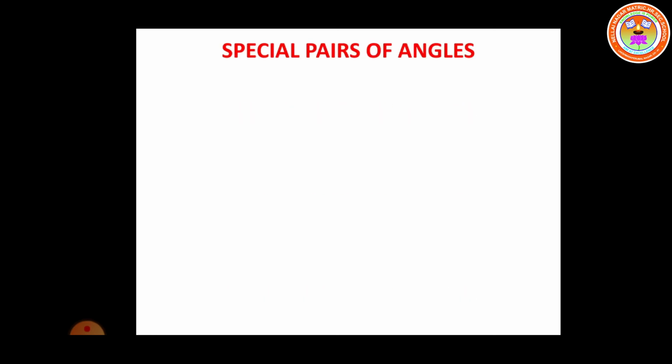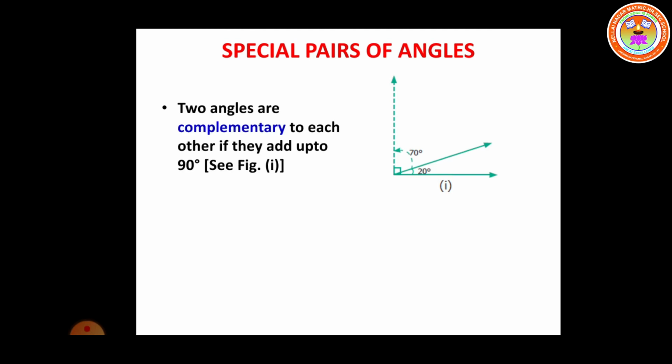Special pairs of angles. First one, see the given diagram. We have two angles. One is 70 degree, another one is 20 degree. Two angles are complementary to each other if they add up to 90 degree. When we added 70 degree and 20 degree, we get 90 degree. So, these two angles are called complementary angles to each other.